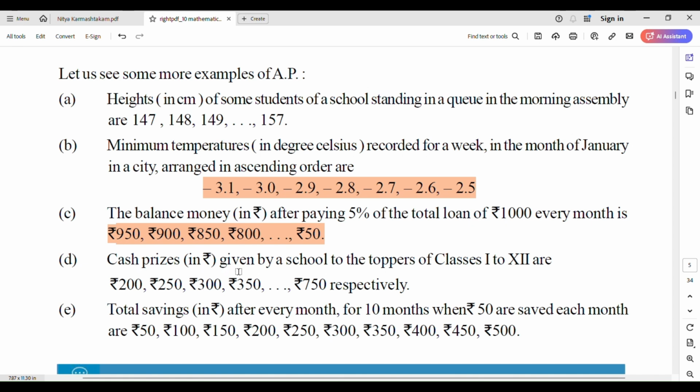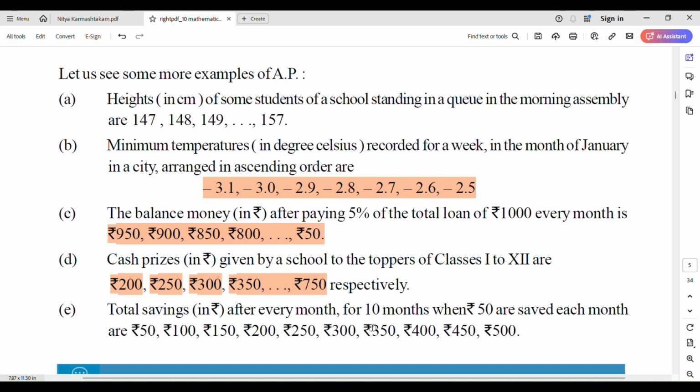Cash prizes given in a school to the toppers of classes 1 to 12 are 200, 250, 300, 350, so on up to 750. That means, if you see, as the class increases, basically from class 1 to class 2, I am adding 50 rupees extra. Class 1 topper will get 200 rupees prize, class 2 topper will get 250 rupees, class 3 topper will get 300. So everywhere you have 50 rupees extra for the next class topper. So this is also an arithmetic progression.